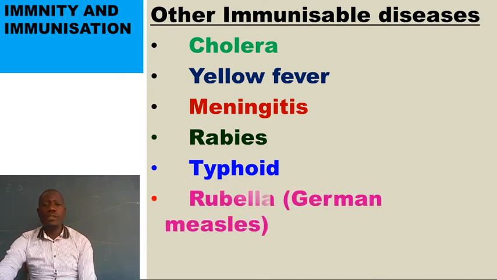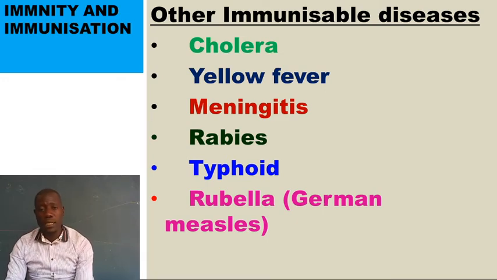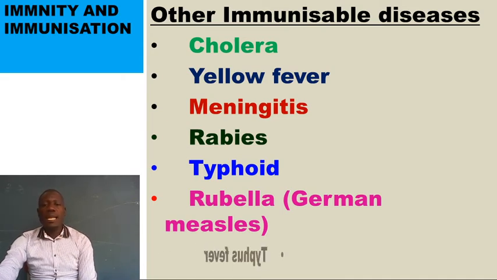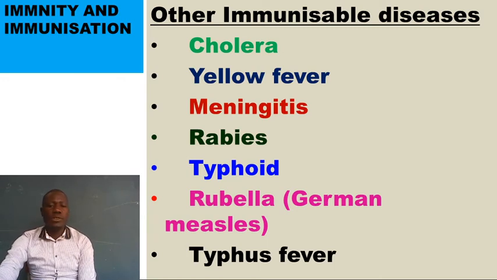Then we have German measles, which we call rubella. The rubella, or German measles, was immunized against in schools last year. So here, children were getting the vaccine in schools, and I believe you are an example of such a child who got the rubella vaccine, which is German measles. And then the last one, we have typhus fever. This one is spread by ticks, and when the tick bites you, it leaves a germ in you, and then you get typhus fever. It's very dangerous. So those are other examples of the immunizable diseases.